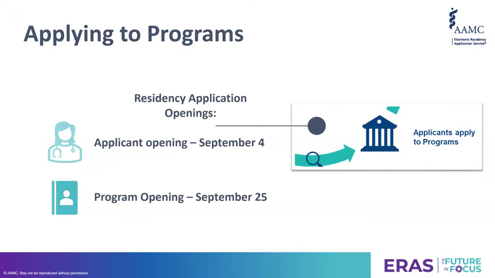Once you get your application prepared and your documents ready, the next section is the actual openings themselves. We've got two dates to keep in mind here, typically the first Wednesday of September and then the fourth Wednesday of September. The first one is the applicant opening. This is when you all as applicants are able to start applying to programs. The programs don't see any of the application materials yet. All this is doing is certifying, submitting your application and sending it to the programs.